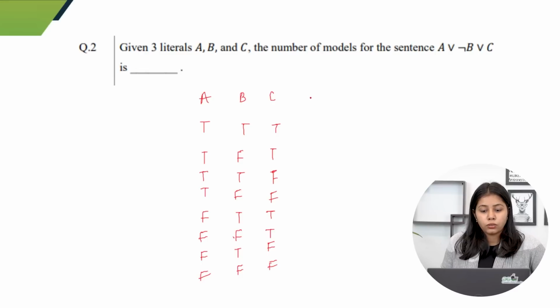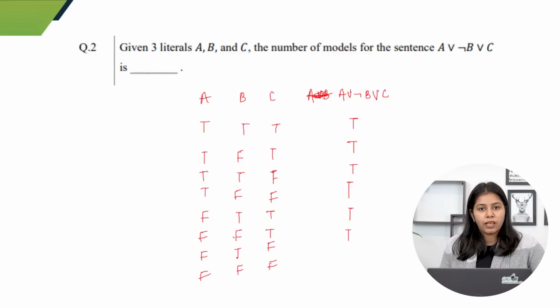If I find the truth value for A or negation B or C, you can see that because A is true, this whole value would be true. Similarly, this would be true, this would be true, this would be true. Because C is true in these two conditions, it would be true. Now, in the second last condition, A is false, B is true, C is false. So negation of B becomes false, and false or false or false gives me false. All the others would give me true because negation of B would become true and the complete OR would give me true.